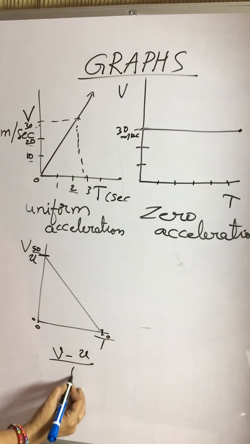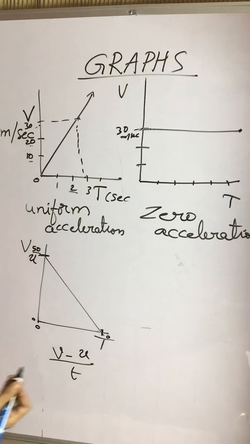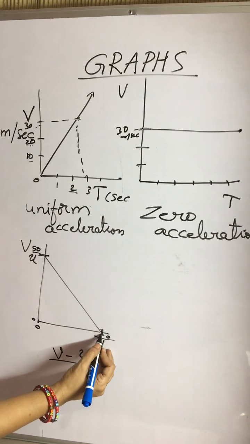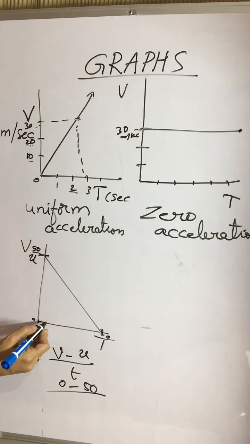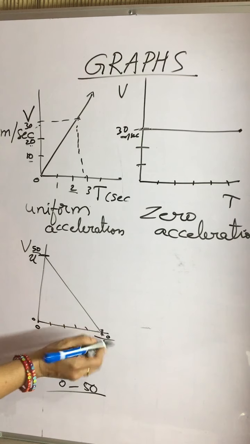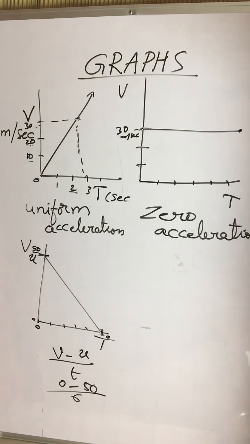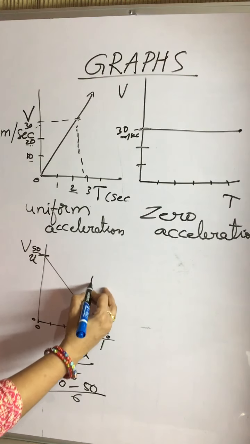Again we will calculate the same. V, final velocity is 0 here. Starting velocity is 50 here. Okay. In time how much? Say 6 seconds. So whatever will come, the value of a will be negative. The value of a will be negative. So here this graph we read for deceleration.